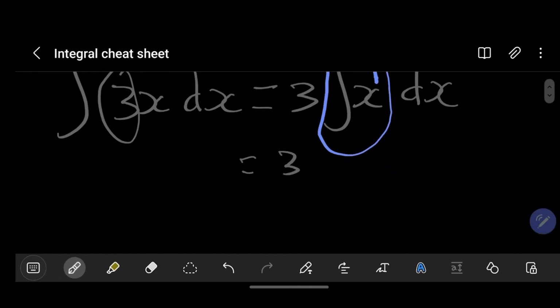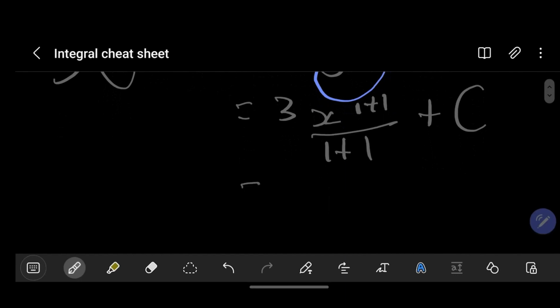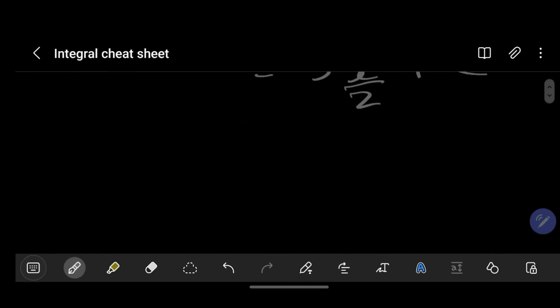Let's plug in the power rule. So we have x, n is 1, so x to the 1 plus 1 all divided by 1 plus 1, plus c, don't forget the c, and this is then equal to 3x squared over 2 plus c. Quite simple, right? So let's do one more. Quite simple, like I said, so I'm not going to do too many.